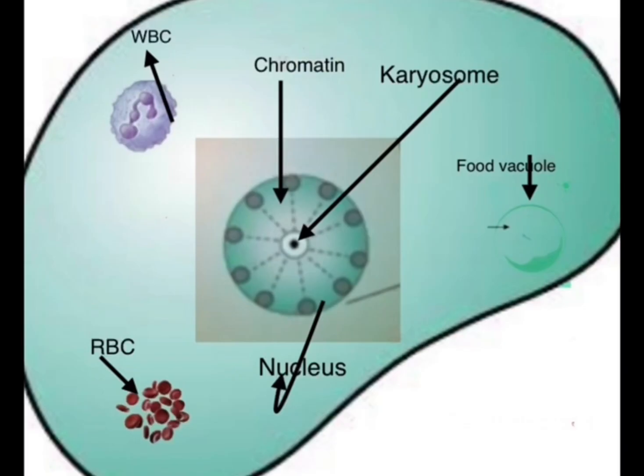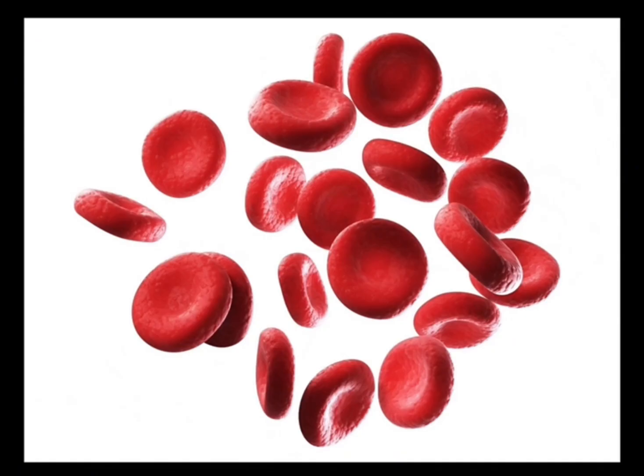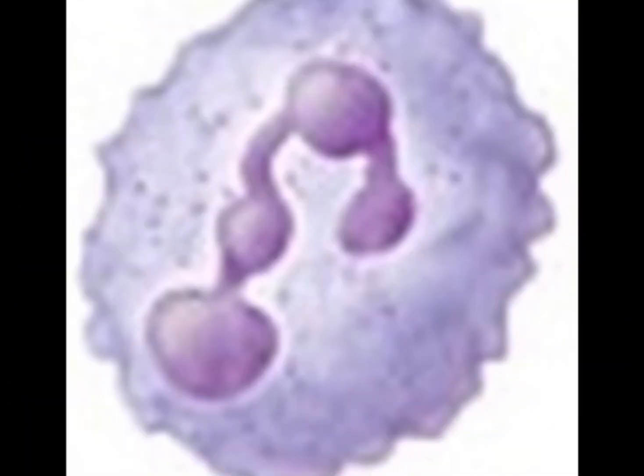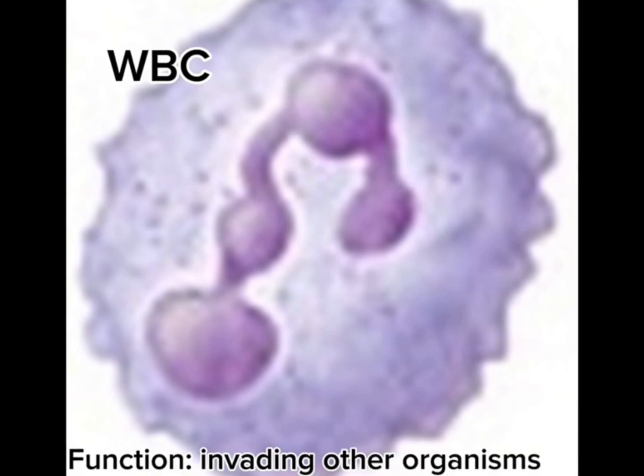Moving on to the inner contents, the first one is the RBCs or red blood cells. The amoeba eats up, or phagocytoses, RBCs from the surroundings and uses them as a nutrient source. The second one is the WBCs or white blood cells. They help in invading organisms and engulf them by phagocytosis.